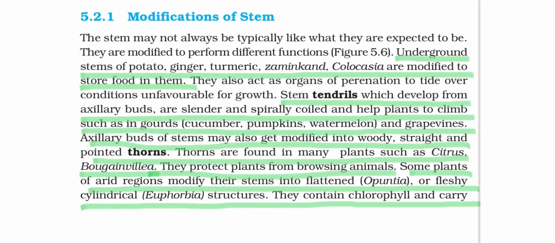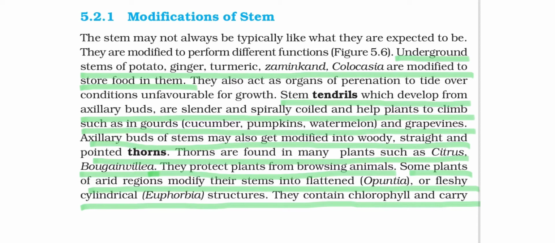Modification for food storage we are doing first. So underground stems like potato, ginger, turmeric, jameen kand, colocasia are modified to store food in them. Actually in Hindi or Gujarati you will know the meaning of these. Potato we know, aloo, then ginger, turmeric, then arvi or suran. So all these actually store food in their stem portion.